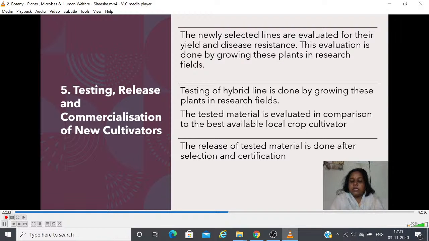And then the release of tested material is done after selection and certification. The seeds produced by those plants are tested, and they are also selected and certified. If they give certification that these seeds can be used, only then are these seeds given to the farmers to proceed for cultivation. That comes under the commercialization of the new cultivars.